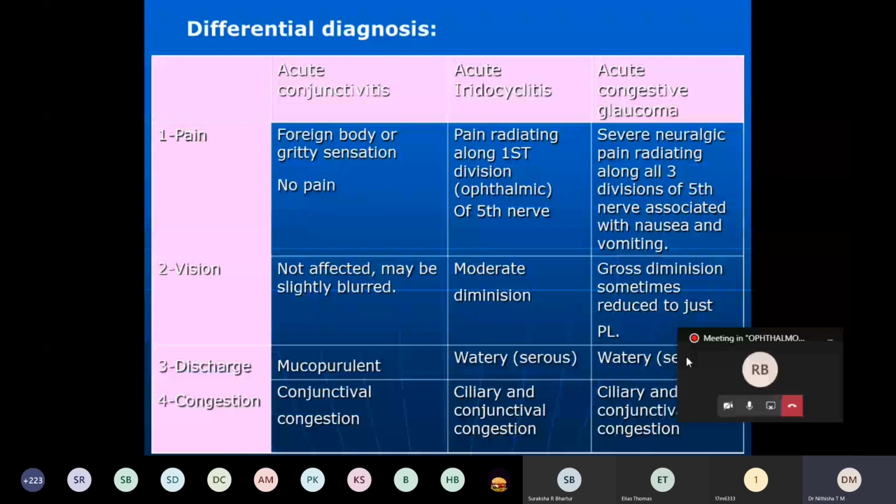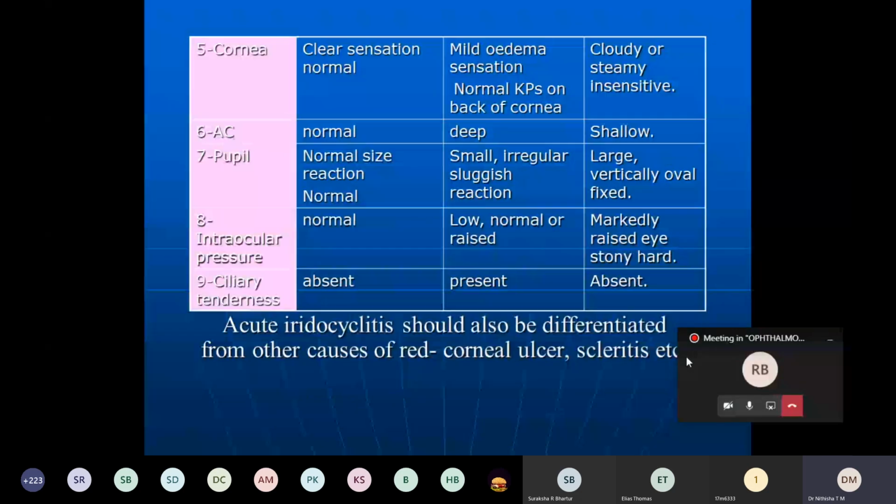In conjunctivitis, you have normal superficial congestion. In cases of iridocyclitis and congestive glaucoma, you have circumciliary congestion, that is, both superficial as well as deep congestion is involved. Corneal sensation is normal in case of conjunctivitis. In iridocyclitis, there can be edema and KPs are seen, but sensation is not lost. In congestive glaucoma, there is severe corneal edema because the IOP is very high.